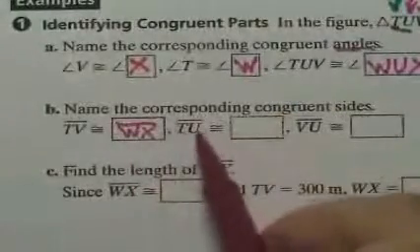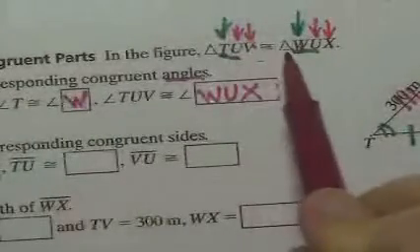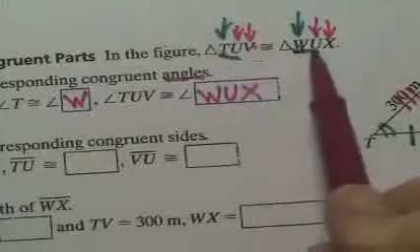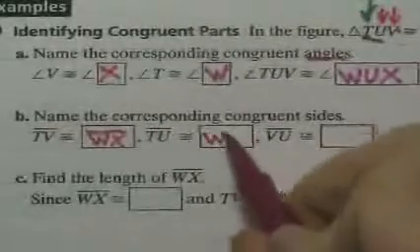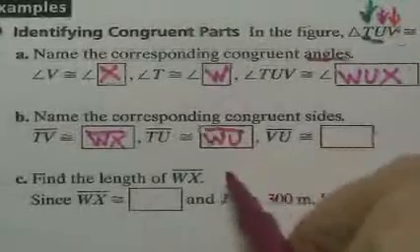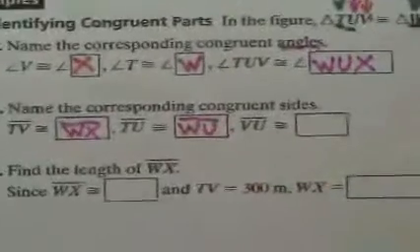Next one, TU. What does that match up with? TU, the first two, will match up. TU matches up with WU. TU and WU. And put a bar over it because it is a segment.